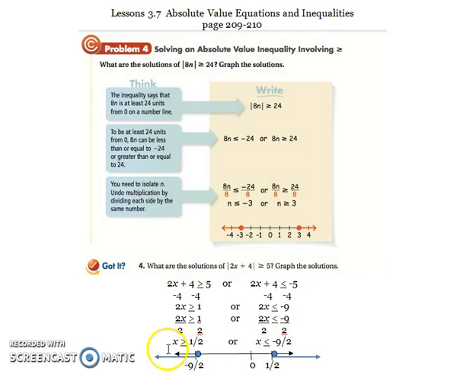So again, they're both equal to signs, so we have closed circles at 1/2 and negative 9/2. Negative 9/2 is about 4.5. Less than negative 9/2 is going to go that way. Greater than 1/2 is going to go to the right.